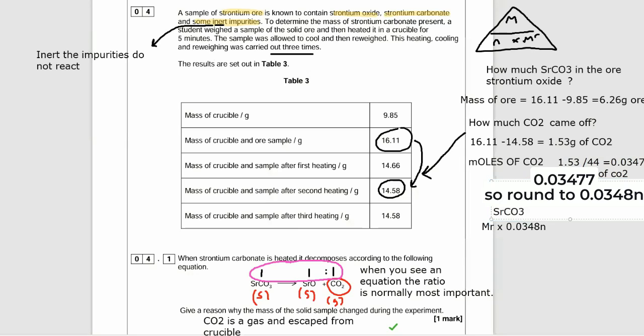Now I need to multiply that by the MR of strontium carbonate. So we're going to take our carbon, which is 12, our oxygen, which is 16. We're going to whack that all together with the strontium. You'll find in the periodic table it's 147.6. Times that by 0.0348, and you're going to get 5.13 grams of strontium carbonate. And that is the mass of strontium carbonate in the original ore.